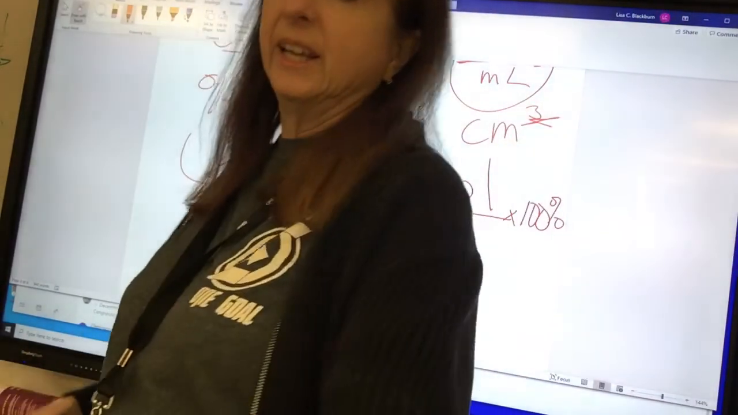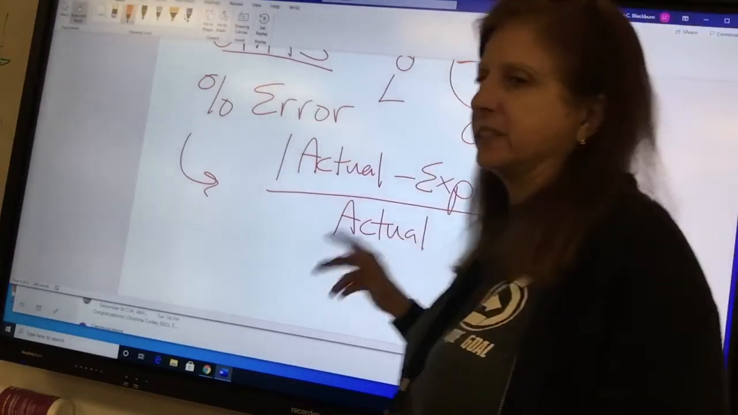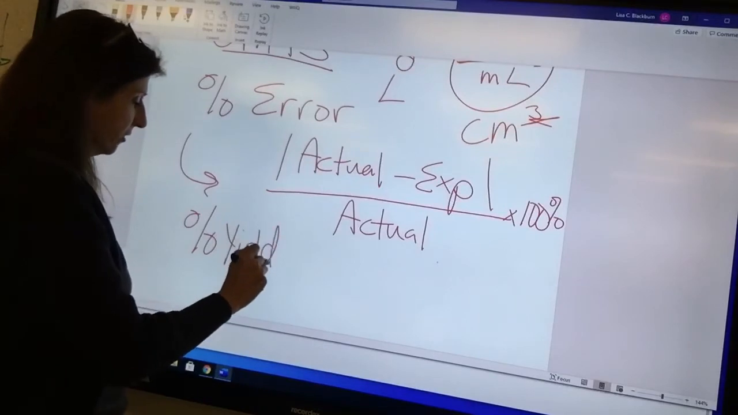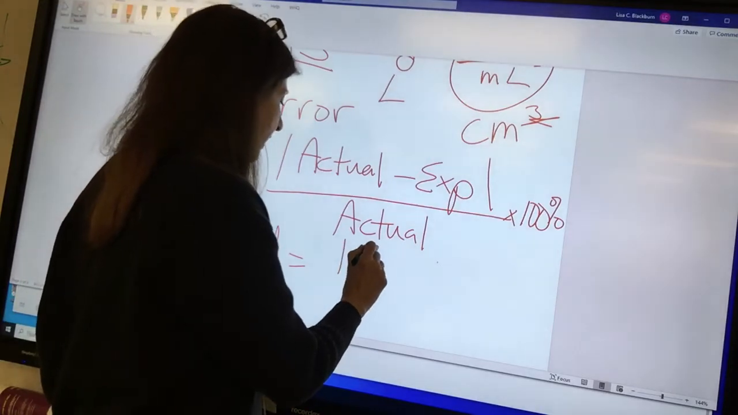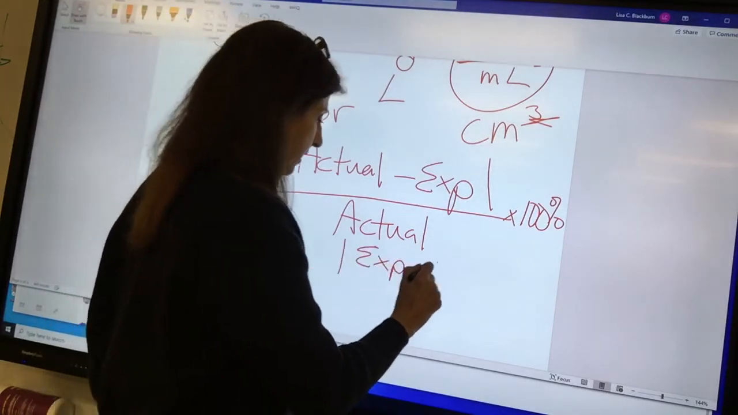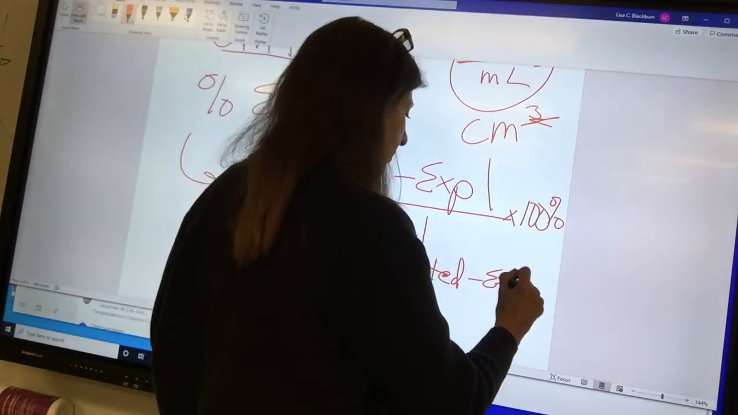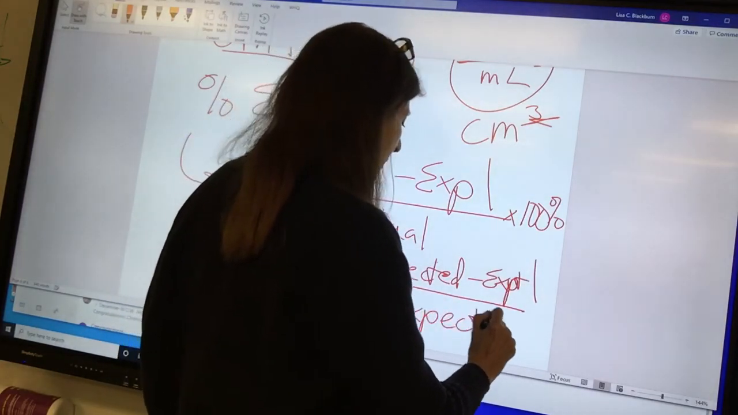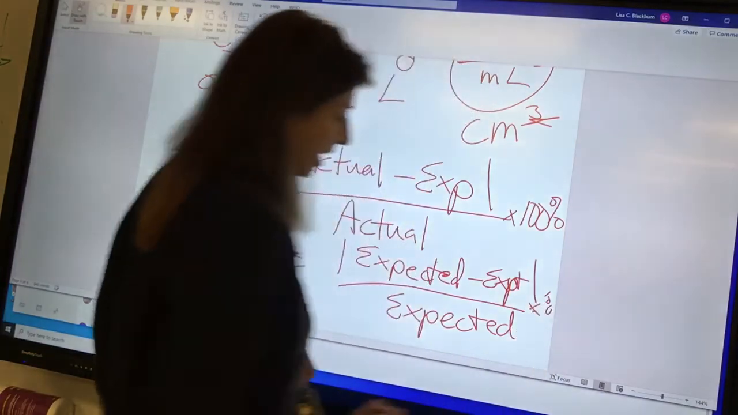Now, normally in science, we're also going to do it with percent yield. So percent yield is something that we'll talk about too. Let's write that one down too. Percent yield, and we'll come back to this one later. For percent yield, it's the absolute value of the expected minus the experimental, absolute value, divided by the expected. Expected is like actual, and then times 100. I'm running out of room. Right, 100 right there, times 100.